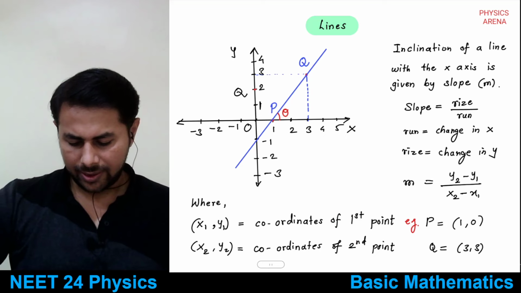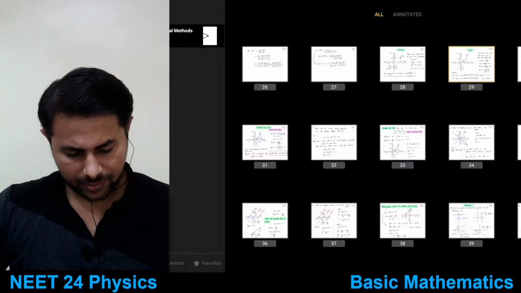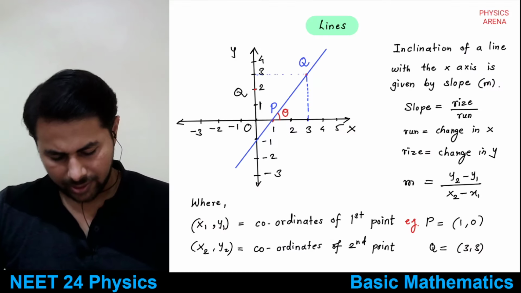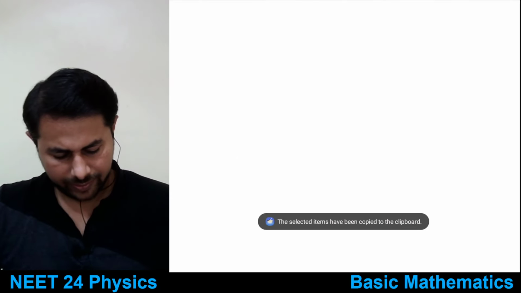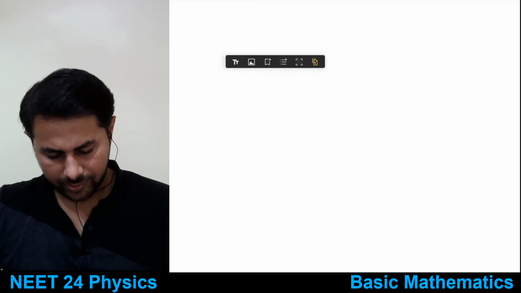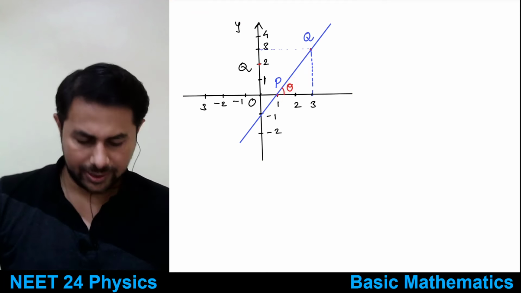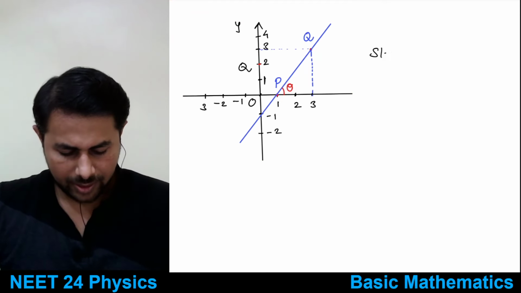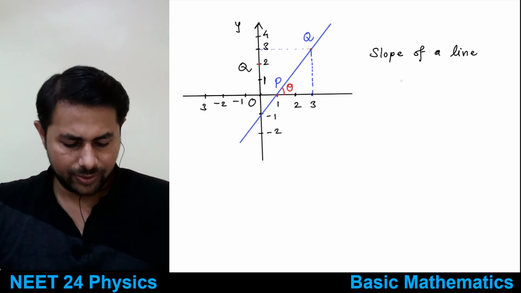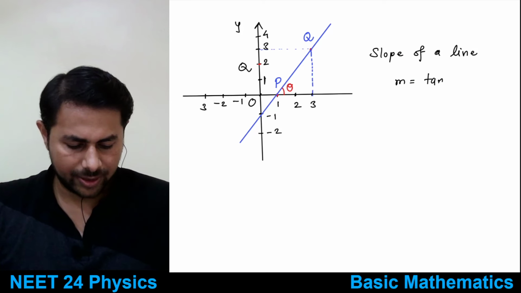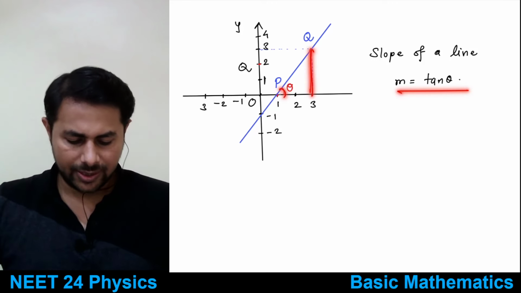All right, and then I told you that the slope of a line is also equal to what? Tan of theta, right? If the line is inclined at an angle of theta to the x-axis, the slope of a line is also equal to tan of theta. M is equal to tan of theta. Because this is opposite side divided by adjacent side.